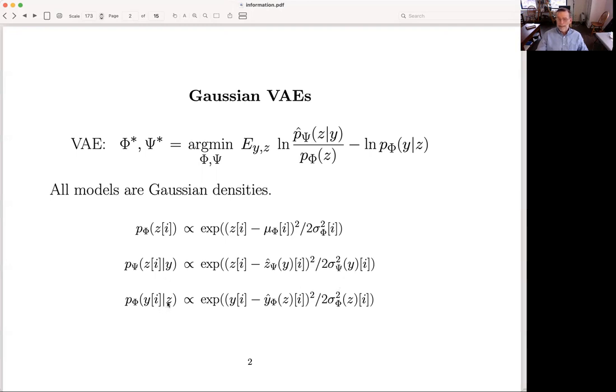The decoder is defined exactly the same way. We take the encoding Z, we compute an estimate of the decoding, and then we define a Gaussian around that estimate in exactly the same way. So now all of these are smooth Gaussian densities.